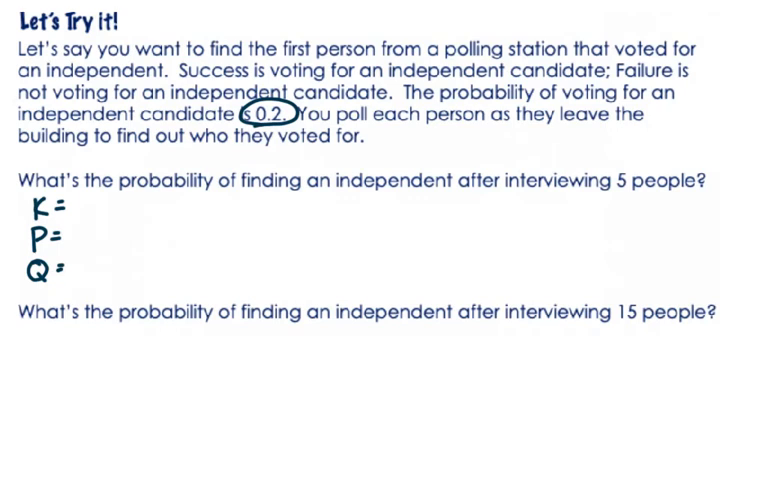And p is your success, and then q is going to be your failure. So read through this and see if you can figure out what the numbers will be. You can try that in 1, 2, 3.